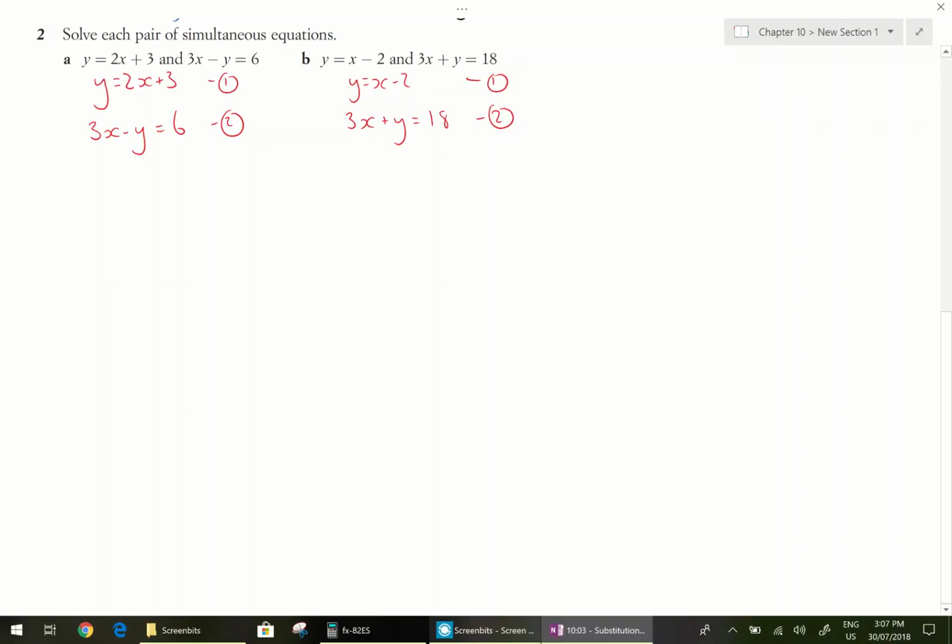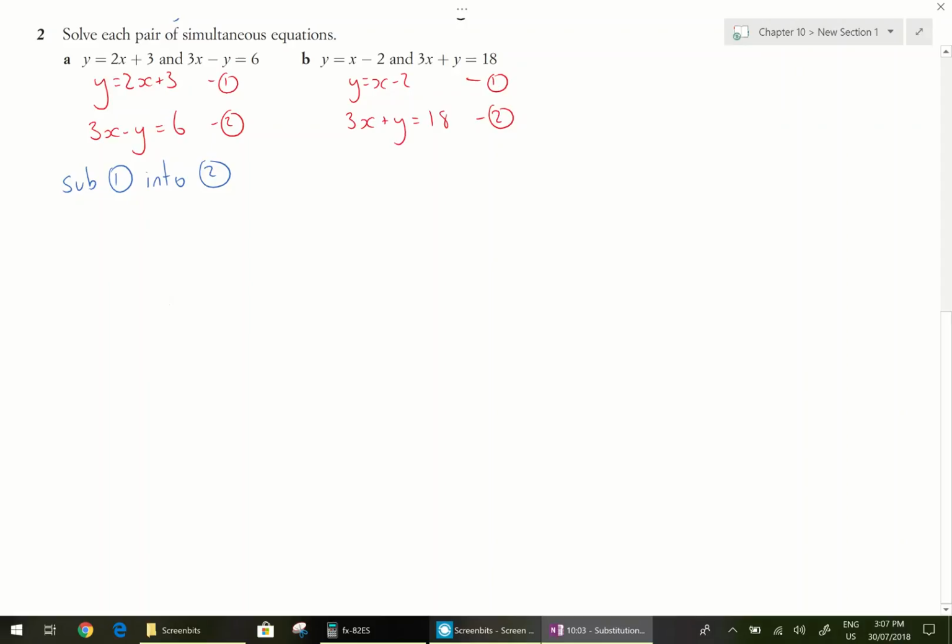So remember, we're saying y is 2x plus 3, the same way as 6 is 3 plus 3. They're the exact same thing. This one's just an expanded form of it. So if we look at equation 2, we have 3x minus y equals 6. What I'm going to do is take that first equation and substitute it into the second equation. And what I mean by that is I have 3x minus y equals 6. But the first equation tells me that y is 2x plus 3.